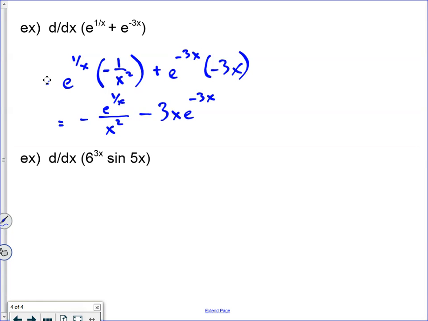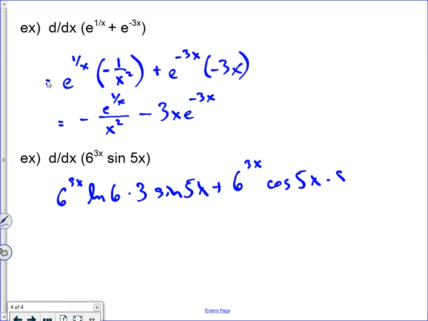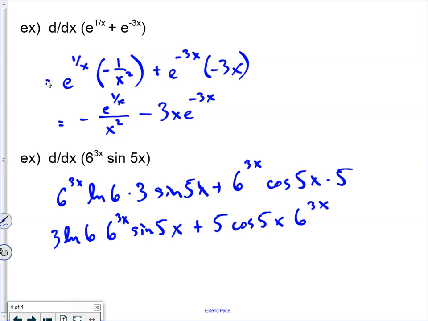All right, one more example. You can do this with the product rule also, so keep that in mind. So let's go with 6 to the 3x, ln of 6, times 3, sine 5x, plus 6 to the 3x, cosine 5x, times 5. Now it's time to clean up the mess. Let's drag the 3 ln of 6 in front. Let's put the 6 to the 3x here, then sine 5x. I might be making a flip on that one, but I think I'm all right with it. Then 5 cosine 5x, 6 to the 3x.